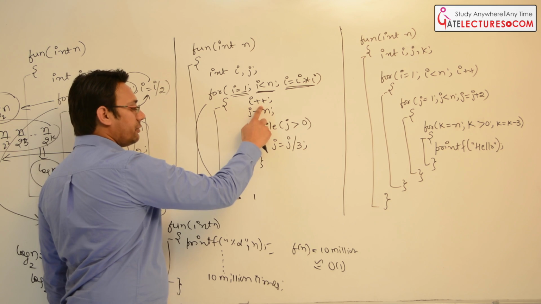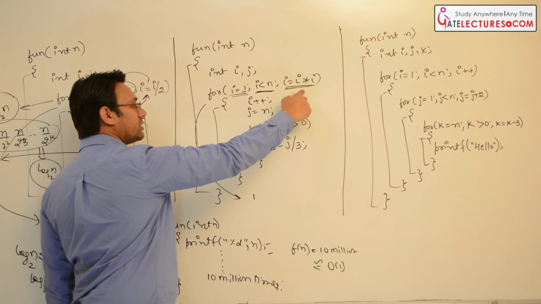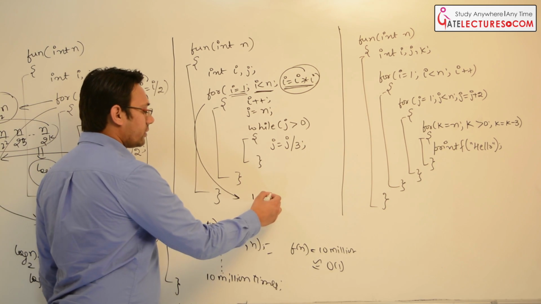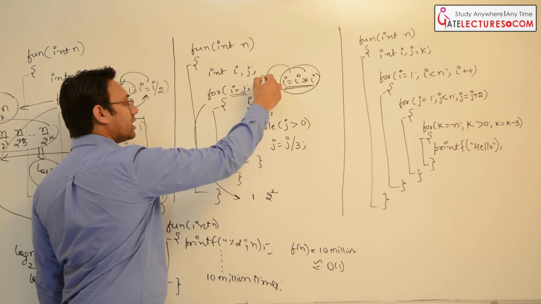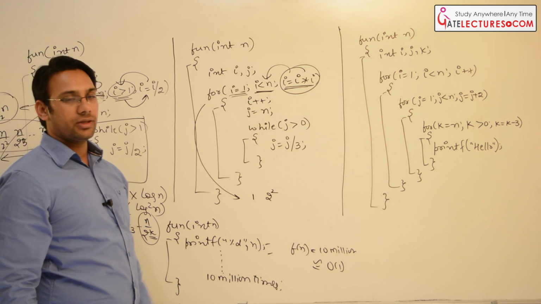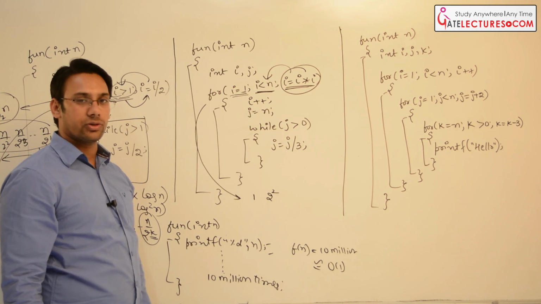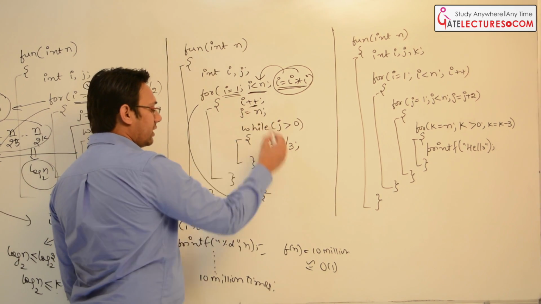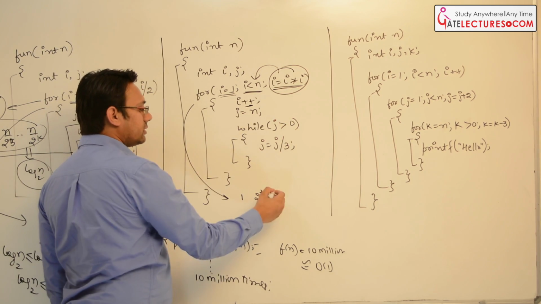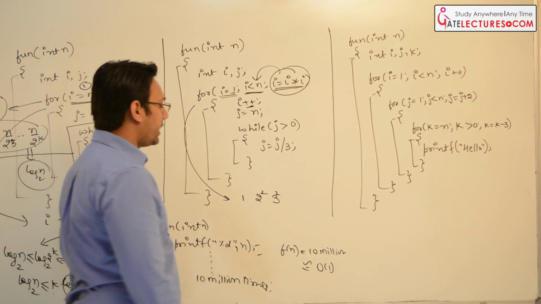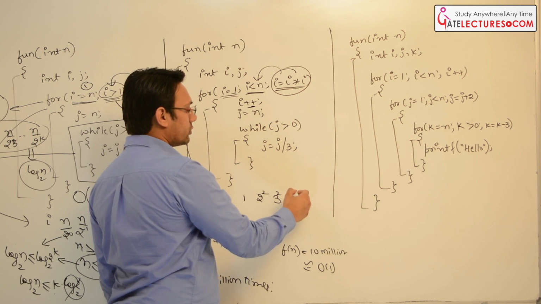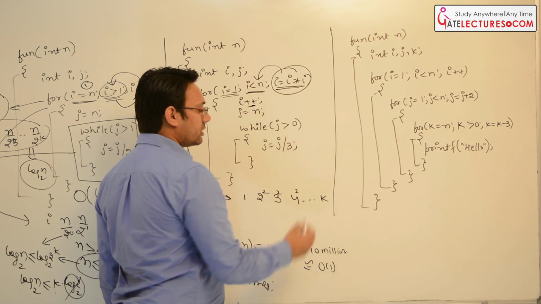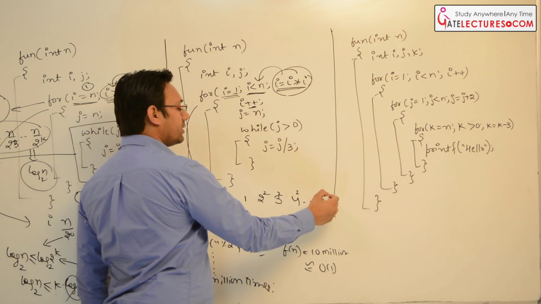Next time the value of i will become 2 here, and if you go to this statement, this will make it 2 square. Therefore the value of i will become 2 square, and if we come to this condition, then this will become 2 square is less than or equal to n. Fine. Next time the value of i will become 3 and this statement will become 3 square. Next time i will become 4 and this will become 4 square, and so on until some point. Let us suppose the value of i becomes k. Therefore this statement will become k square.